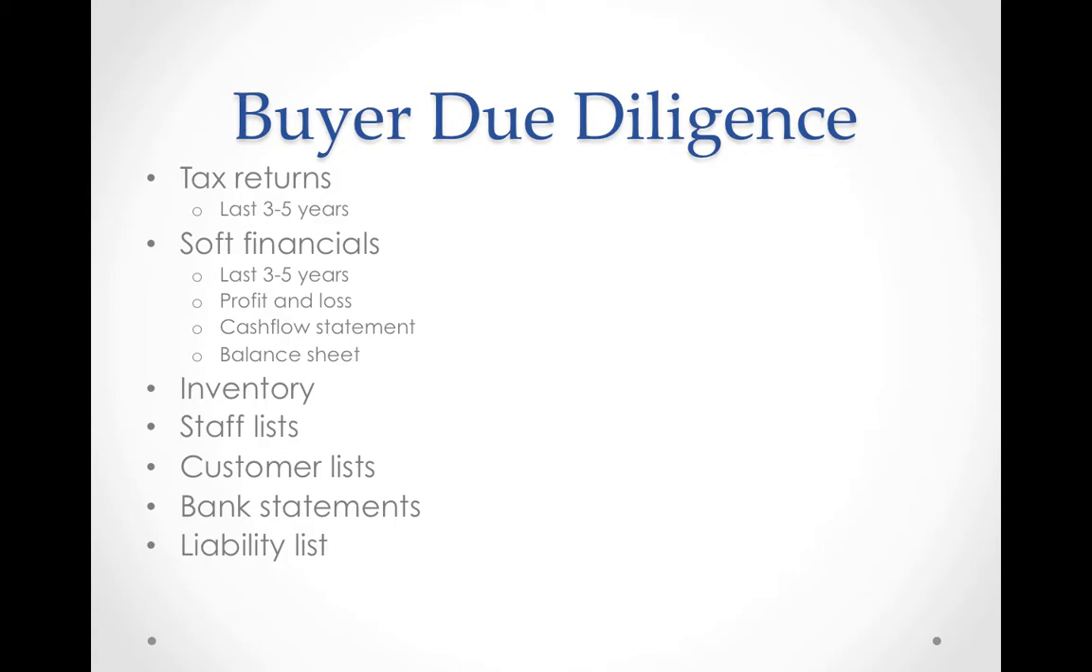Bank statements, very straightforward. Generally, the last 12 months is requested. Sometimes you'll just see people asking for the last 6. It just, again, depends on the buyer and the deal. And then lastly, a liability list. This is a big one for the potential buyers. They want to know, what are they on the hook for?